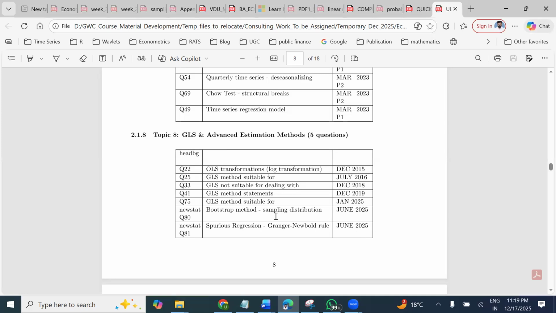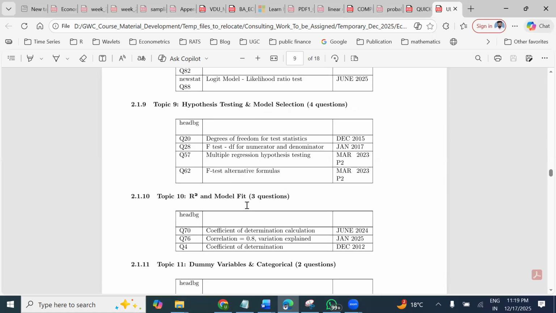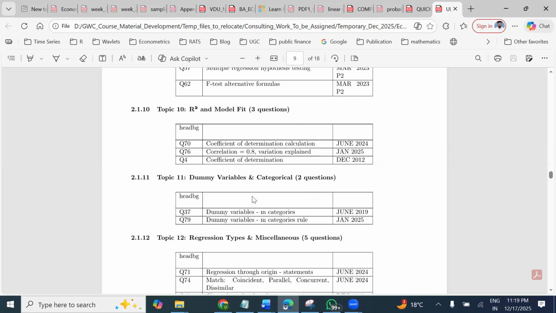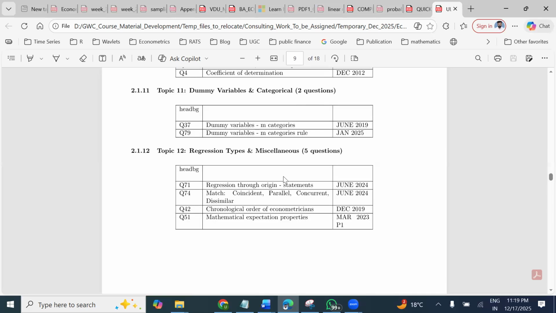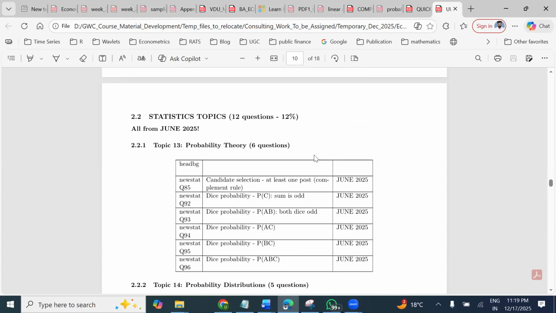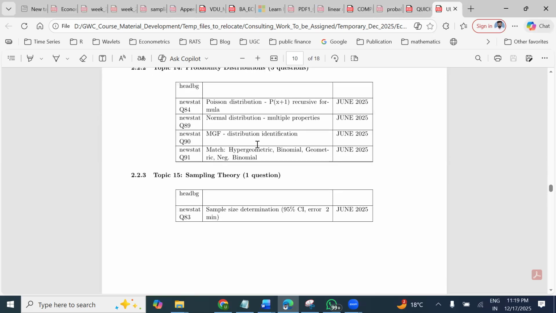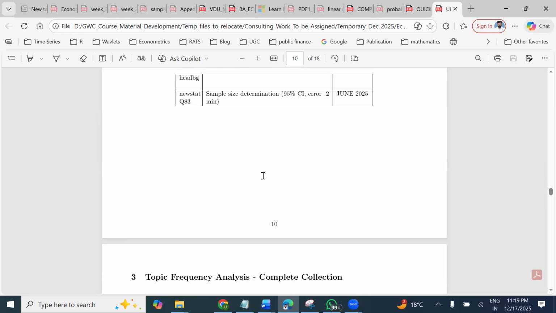Okay, then GLS also, recently a lot of questions are there on GLS. Then we'll go to hypothesis testing and model selection. Then R square, dummy variable, regression type and miscellaneous. What are the different types of questions there?